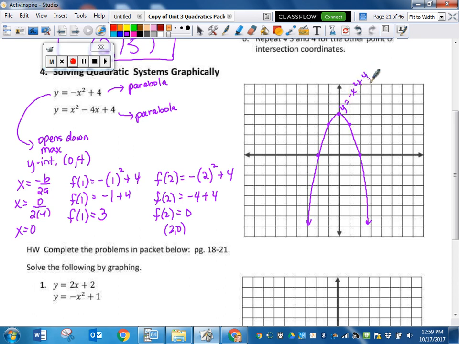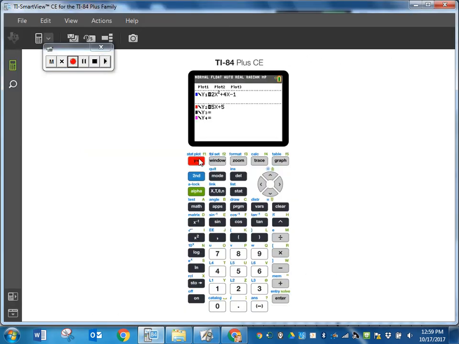Got it. All right. Next one, we're going to go to the graphing calculator? Sure. Should we do it again? No, let's give him a break. All right, we'll give you a break this time.